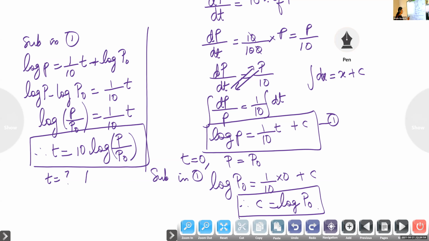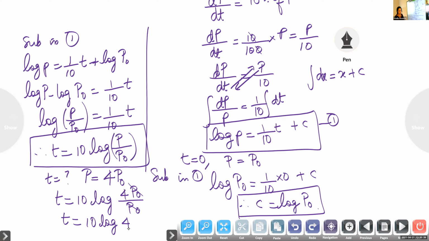Initially the population is taken as P naught. So now what do you want to find? When the population becomes 4 times the initial population, when P becomes 4 P naught, what is the time? This is what we want to find. Is it clear? Time T is equal to 10 into log 4 P naught by P naught. Is it okay? So here P naught we can cancel. Therefore, T is 10 log 4.